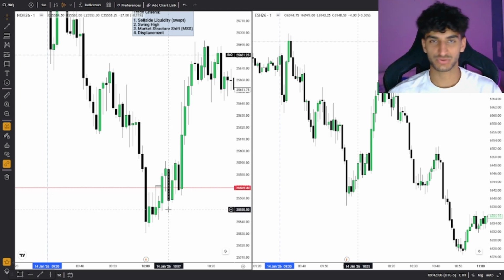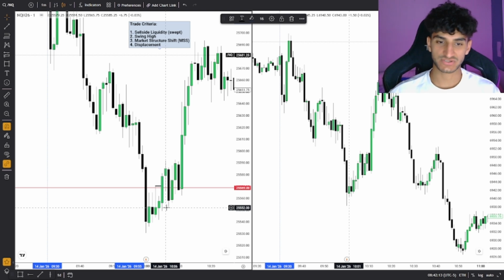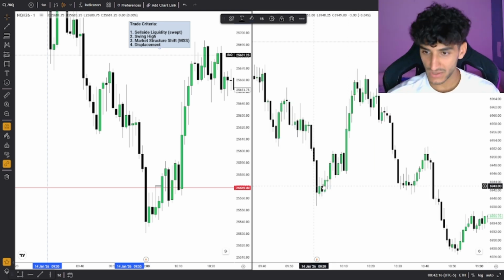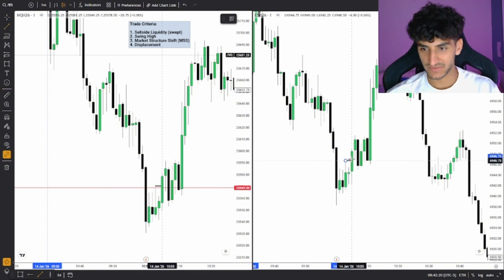A displacement is pretty much a big impulsive move to the desired direction, which is in this case the upside, which indicates to me that price is willing to seek key higher levels. Now, if we look to the right-hand side, we also get the exact same thing happening, where we get the swing high at 10:03 getting broken and displaced through by the 10:05 candle.